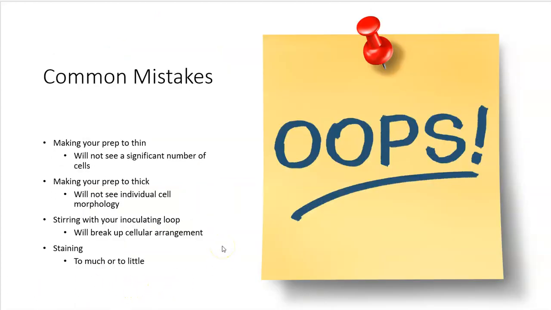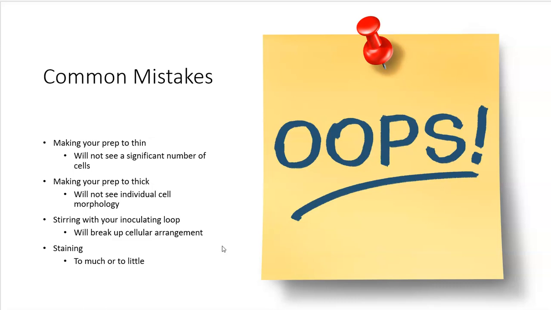Another thing is staining too much or too little, which really doesn't have anything to do with quantity of stain, it's more about the time limit. If a stain requires you to let it sit on a slide for 1 minute and you rinse it off after 30 seconds, obviously not enough stain would have absorbed into the cells and then you wouldn't be able to see them clearly under the microscope because of lack of contrast.